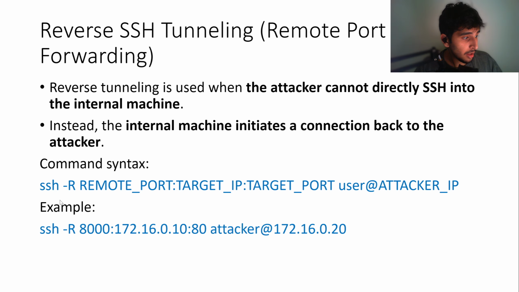So, this is the command syntax for reverse SSH tunneling. Here we write ssh -R and we specify the remote port, the target IP, the target port, the username, and we also mention the attacker IP.